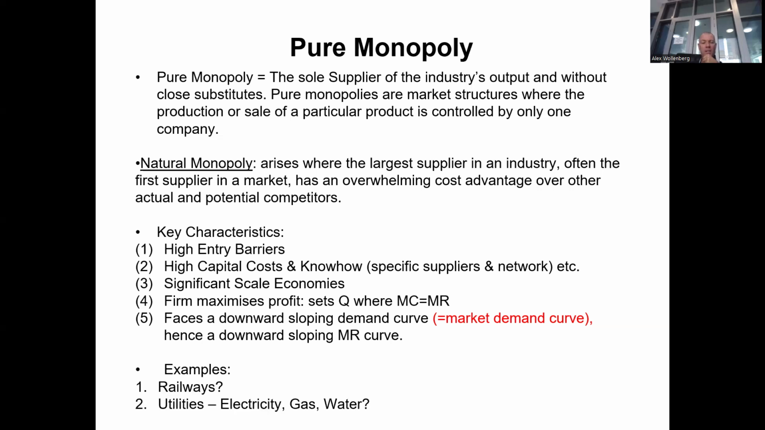All right. As I said, some examples of monopolies could include railways, or large utilities like electricity, gas, water. In smaller countries, often there's also only one telecommunications company, internet provider or mobile provider. That also has to do with achieving scale economies, so they're natural monopolies in that case.